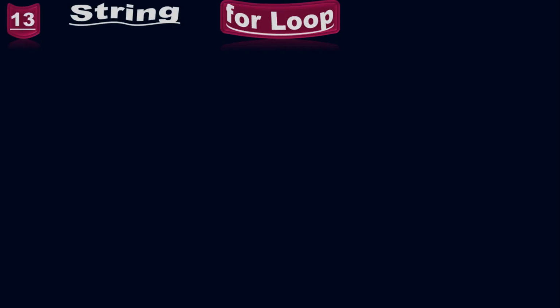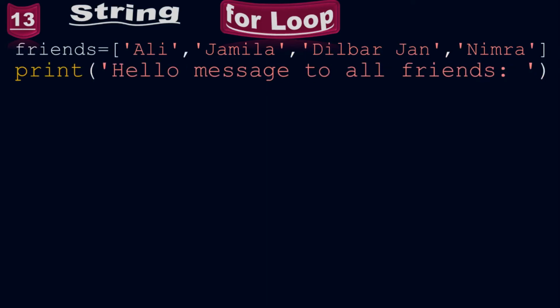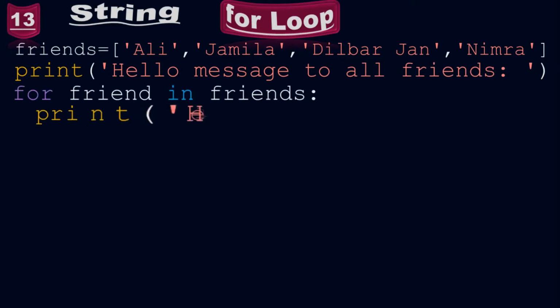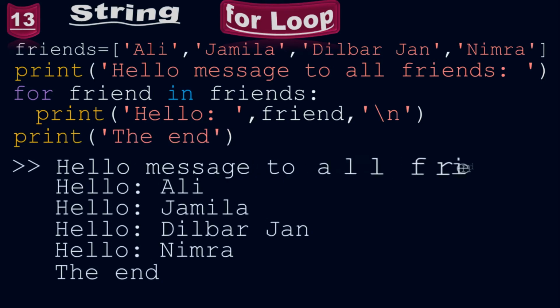Example number 13. friends = ["Ali", "Jamila", "Dilbarjan", "Nimra"]. print("Hello message to all friends:"). for friend in friends: print("Hello, ", friend, "\n"). print("The end"). So this will be the final output.